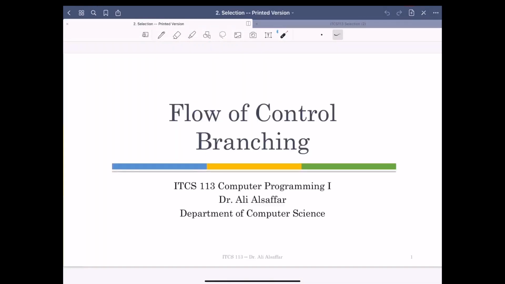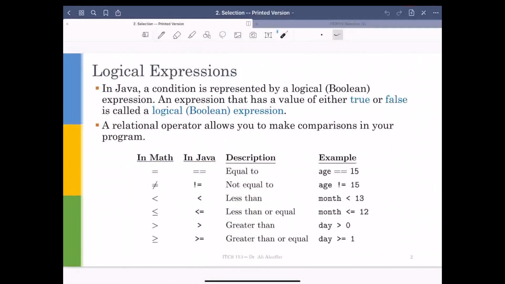Now, if we go over the slides, this is an explanation of some terms in Java. It says in Java a condition, and you remember what a condition is when we covered it in flowchart in a conditional box. A condition is represented by a logical expression. There is another word for the condition, it is called Boolean expression. So when we say logical expression or when we say Boolean expression, both have the same meaning. It means an expression that gives you either true or false.